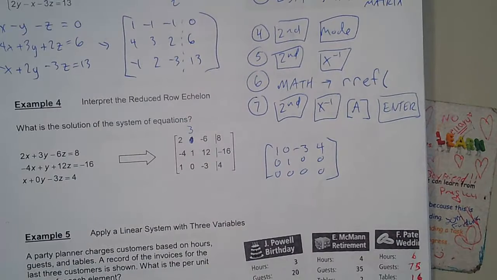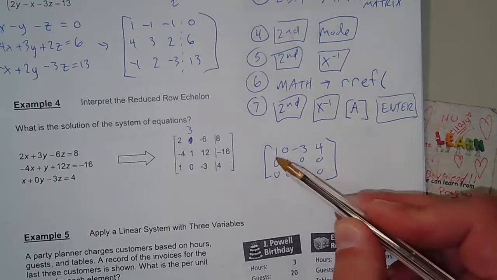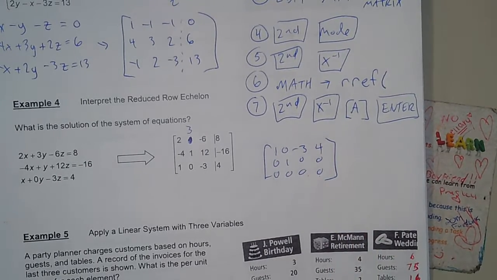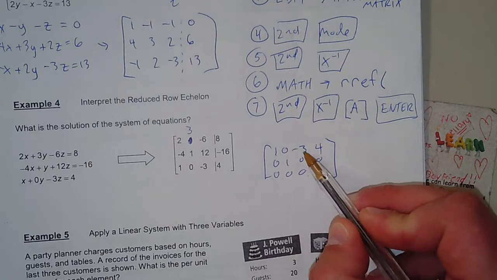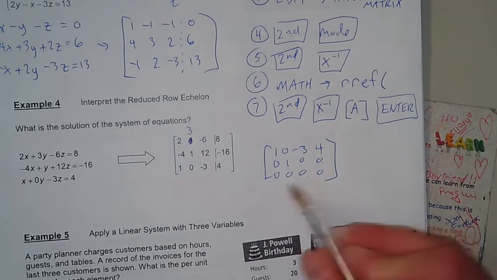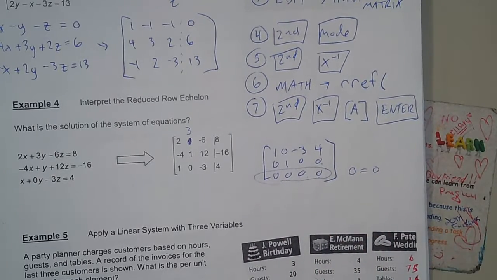Now, this one does not look like the last one we had. The last one we had diagonal ones and literally just said, hey, x is this number, y is this number, z is this number. We do not have this here. Here we have a different kind of answer, where this is saying 1x minus 3z is equal to 4, and y is equal to 0. And then this bottom line actually says 0 equals 0. Literally no variable, equal to 0, which is true.